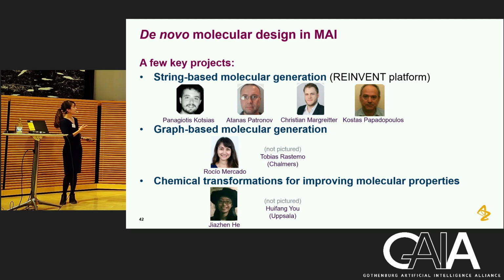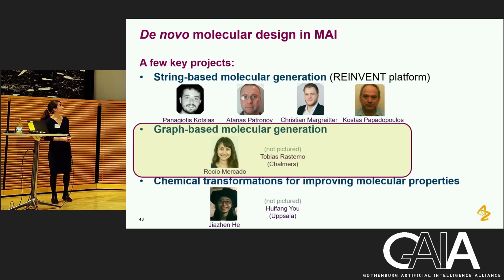There's also myself and Tobias, who's a master's student from Chalmers, who are working on graph-based molecular generation. And then Yashin and her master's student Feng from Uppsala are working on predicting chemical transformations for improving molecular properties using AI models. So she's also here, so if you're interested, you can ask her at the mingle afterwards any questions you may have. But for now, I'm going to focus on graph-based molecular generation.